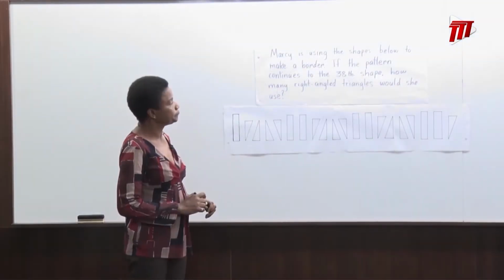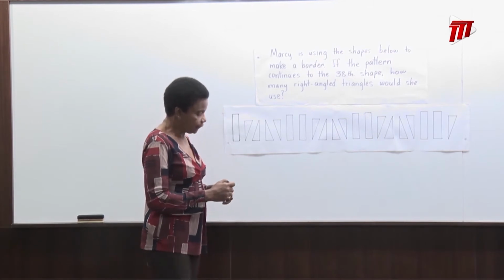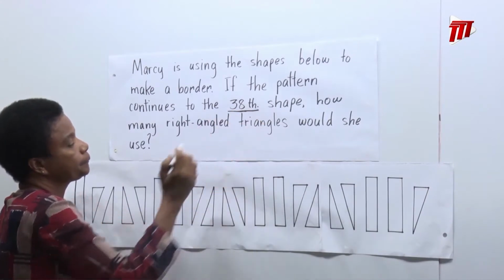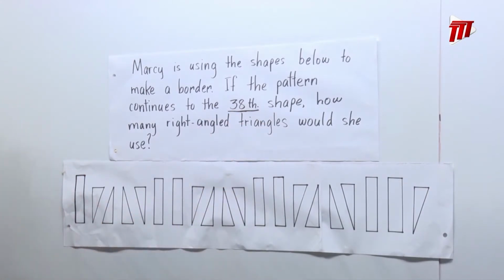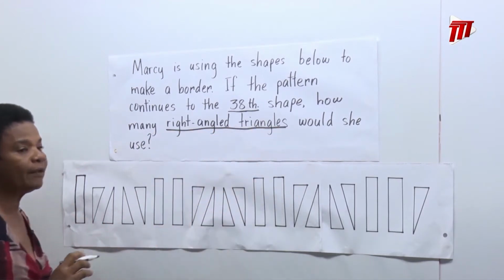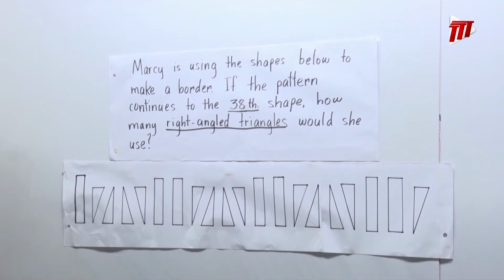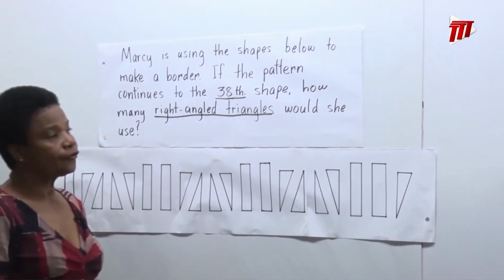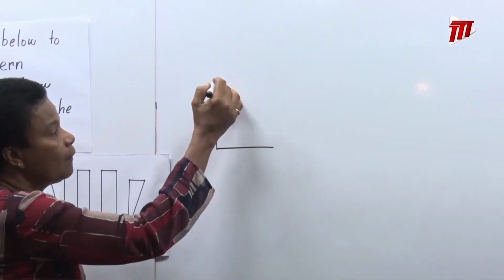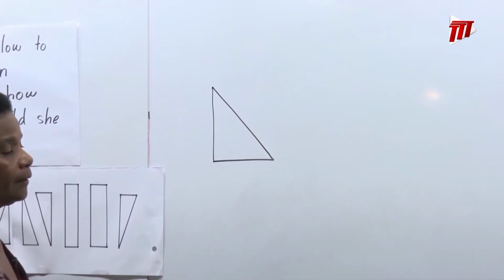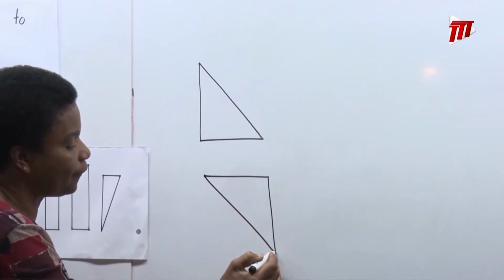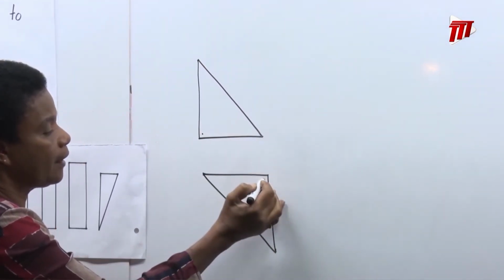What do we need to know? We need to know, first and foremost, the 38th shape. We also know that we have to find out how many right-angled triangles. So we must know what a right-angled triangle is. So let's show the right-angled triangle. We know a right-angled triangle is formed when two of its sides are perpendicular. So a right-angled triangle, again, has two sides that form 90 degrees, or they are perpendicular.